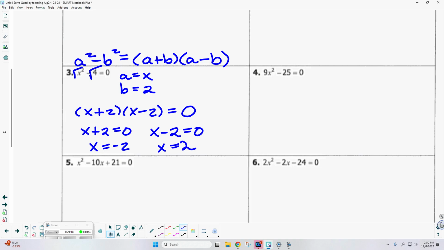Now, when you write your solution set, you can go ahead and write them separately. You can go ahead and say negative 2, comma 2. That's perfectly fine. Or if you just want to combine them and say plus or minus 2, that's perfectly fine as well. Okay. All right. Now that you've seen that, try number 4. Find me the solutions.